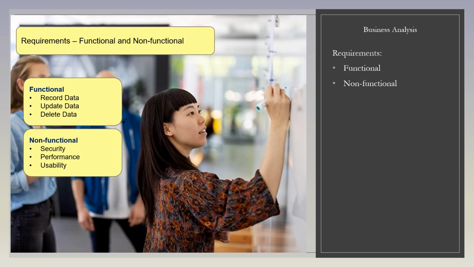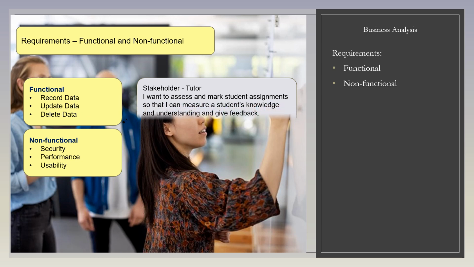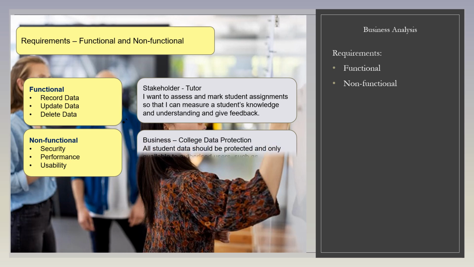In requirements analysis, it is important to look at both functional and non-functional requirements. To explain the difference, a functional requirement is something that the system should do. For example, the need to assess and mark students' assignments and give feedback. A non-functional requirement is something related to security, performance, usability, or other aspects. For example, a security requirement that all student data should be protected and only made available to those who need it.